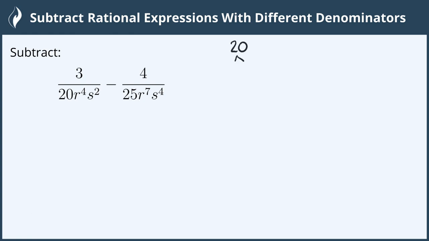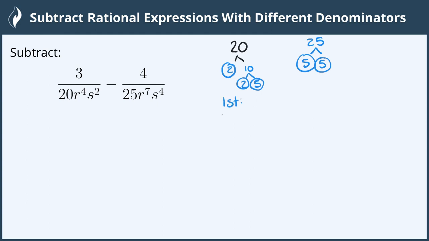Prime factorization. 20 is 2 times 10. 2 is prime, so we stop there. And 10 is 2 times 5, which are both prime, so those branches stop. We'll factor 25 of the second denominator, which is 5 times 5, and those are both prime, so we can stop there. So now we're looking for the lowest common denominator.